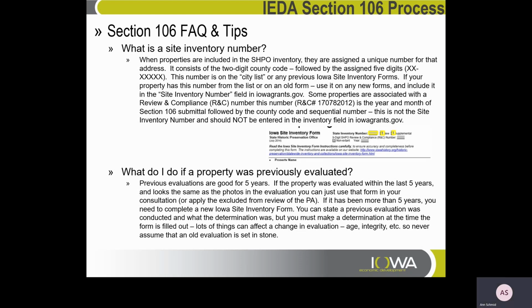What do I do if a property was previously evaluated? Previous evaluations are good for 5 years. If a property was evaluated within the last 5 years and looks the same as the photos in the evaluation, you can use that form in your consultation, or apply any exclusion from the PA for recently evaluated properties. If it's more than 5 years old, you need to complete a new Iowa site inventory form. You can state the previous evaluation was conducted and what your determination is based on that prior recommendation. You will also want to make sure that you provide any documentation of things that have changed over time, age, integrity, material changes, and you'll want to provide up-to-date current photographs of the property.